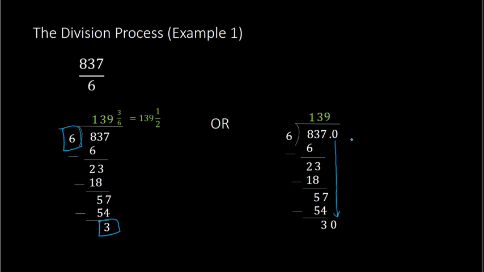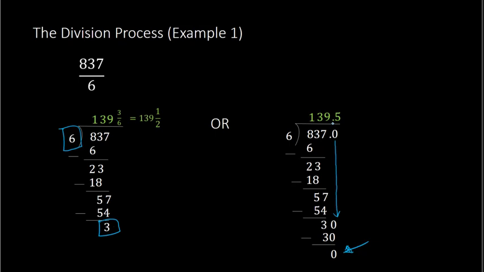And that's going to be 5 times exactly, right? 5 times 6 is 30. So put a 5 up here. 5 times 6 is 30. Subtract, we get a remainder of 0. So once we have a remainder of 0, that means we're officially done with dividing.